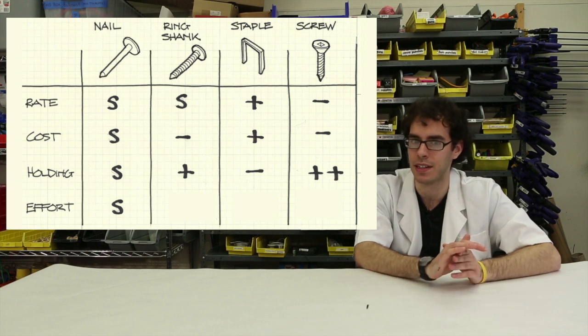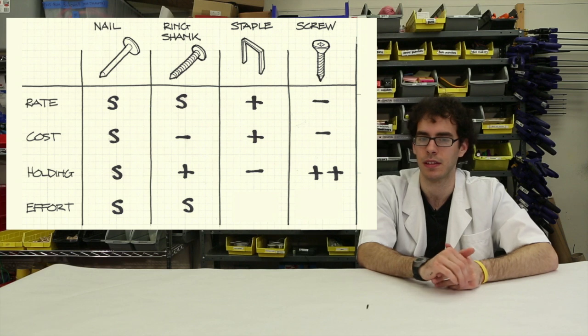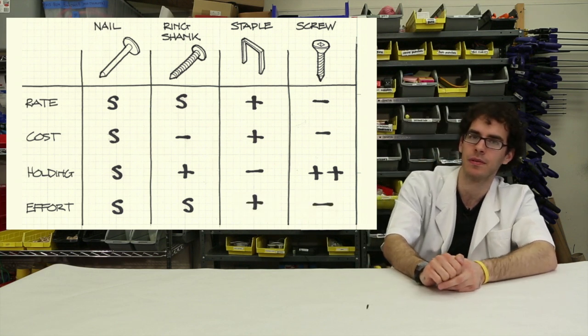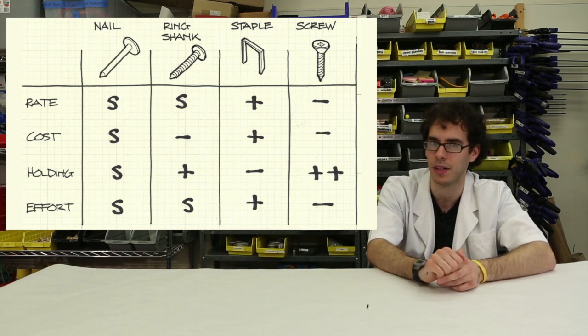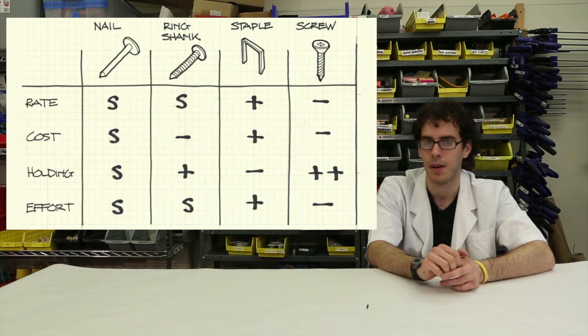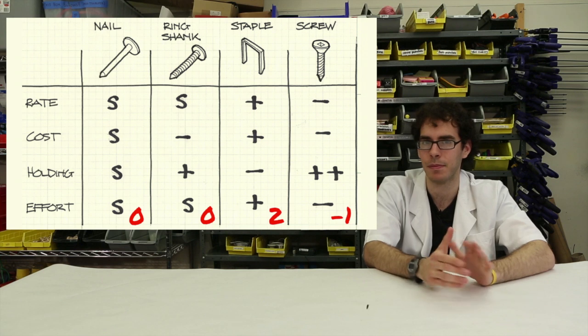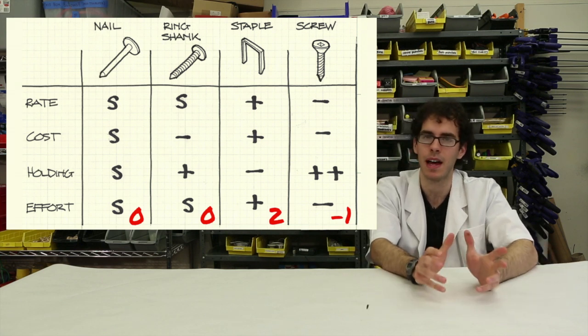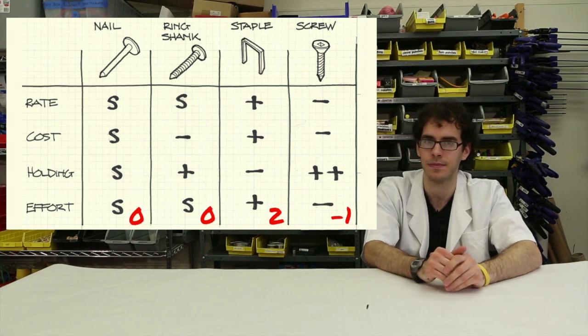Now, effort of installation. Ring shank, basically the same, that gets an S. Staple, a little bit easier, that gets a plus, and the screw gets a minus. It takes a little bit longer and is a little bit harder to install. Once you're done filling out this chart, you can tally up the different pluses and minuses to get a mathematical solution for which of these ideas is superior.